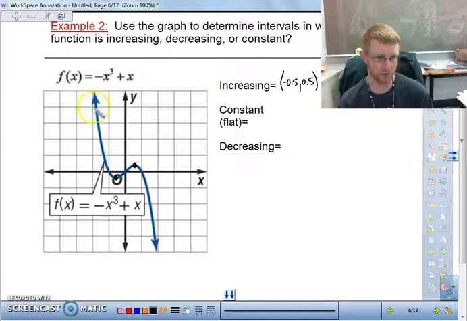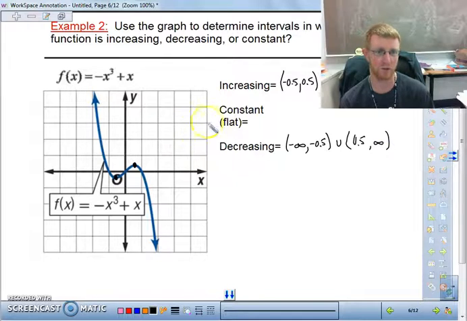And then decreasing, we know that it goes from negative infinity, because of the arrow, to negative 0.5. So negative infinity to negative 0.5. And we're going to union that with, it decreases again from positive 0.5 to positive infinity.